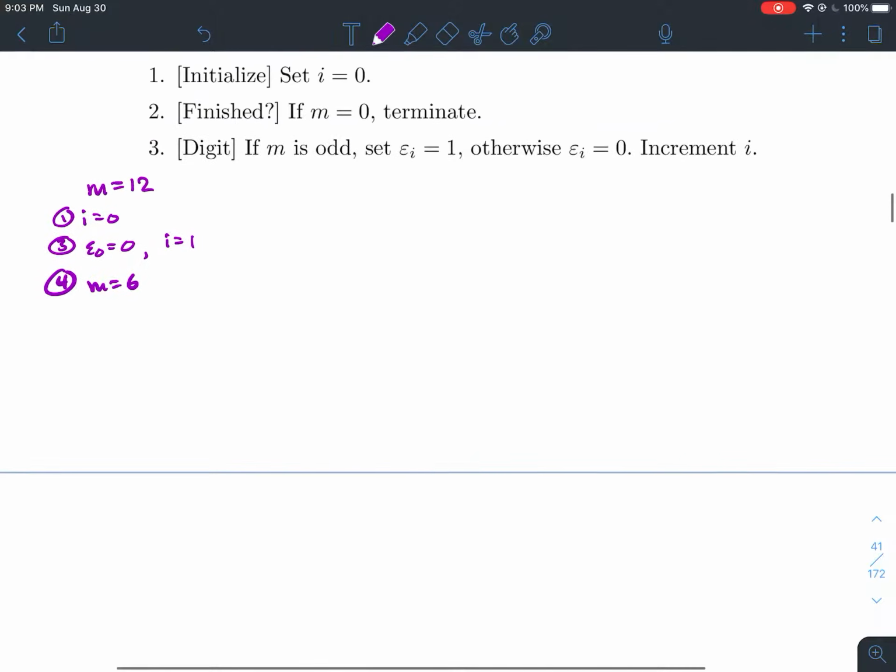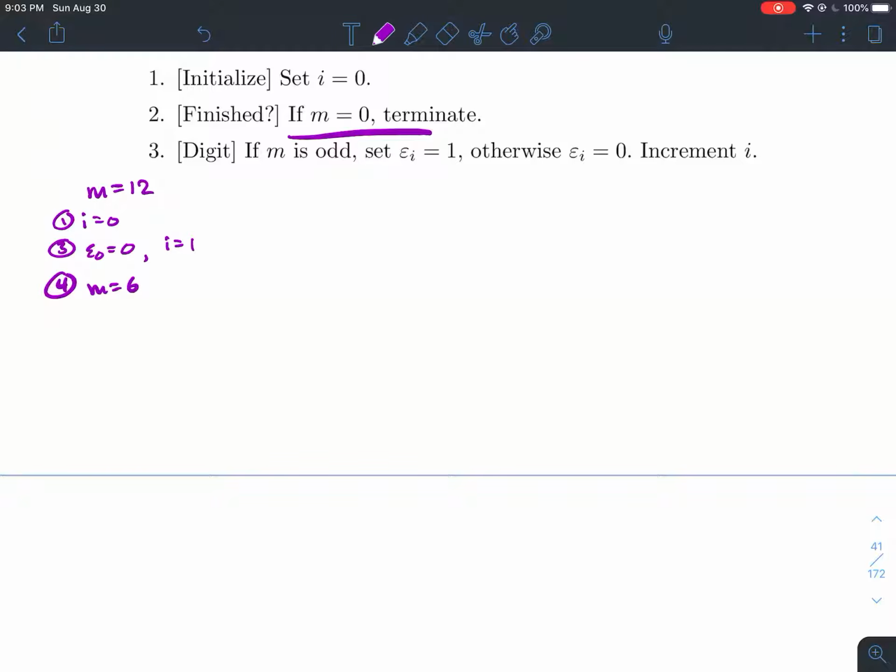So we look at our m. Is it 0? No. So we go to step 3. Is it odd? No. Is it even? Yes. So what we have then, back to step 3, is that now the next epsilon, epsilon 1, is equal to 0 again. Now what we'll do is we'll increment i one more time. We'll go to step 4, which was to take 6, our m, and divide it by 2, and set that to our new m. So m is 3 now.